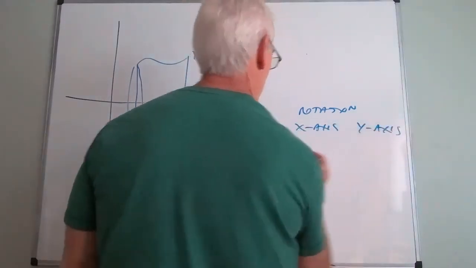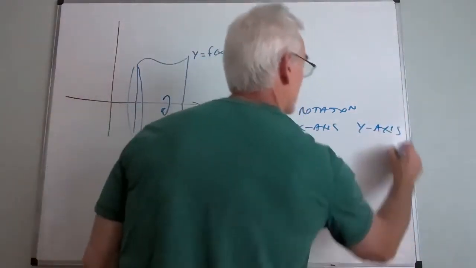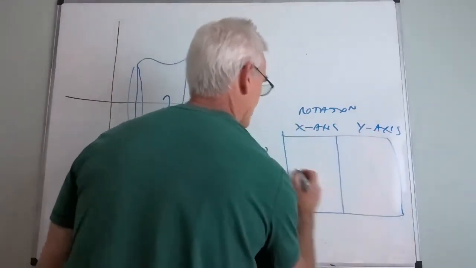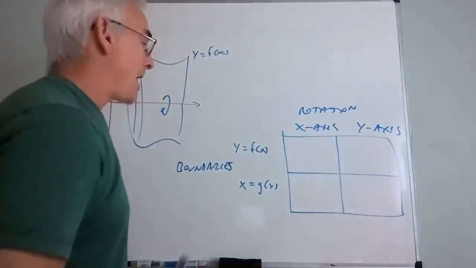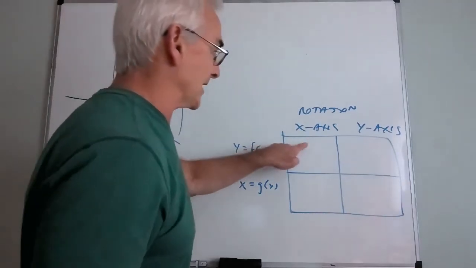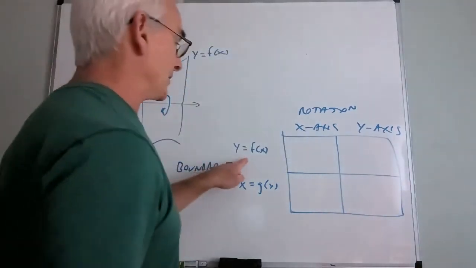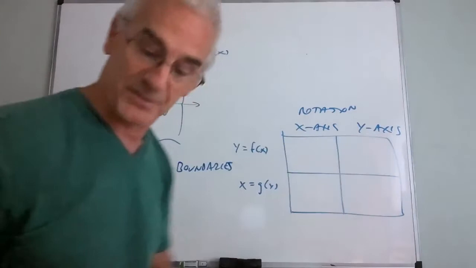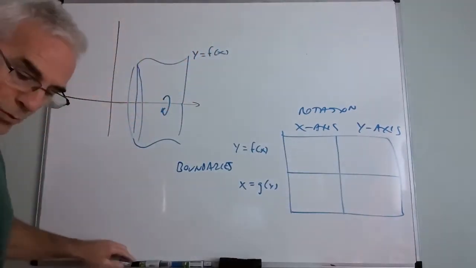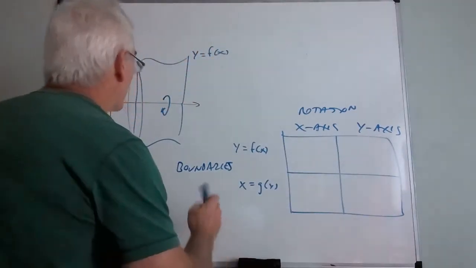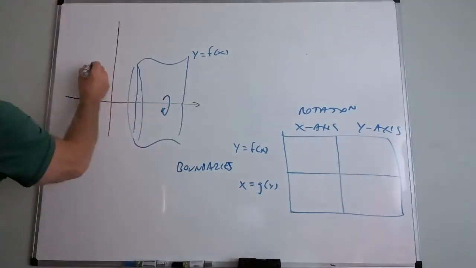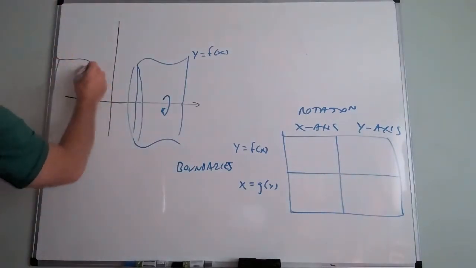So there's four possibilities here. I'll make it really simple. I'm bounded by y equals f of x and I did an x-axis rotation. Boom. I'm bounded by y equals f of x and I do a y-axis rotation. We'll use the same region, but now we're going to do a y-axis rotation.